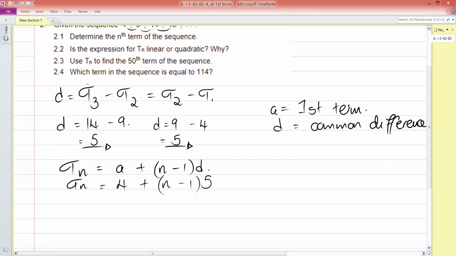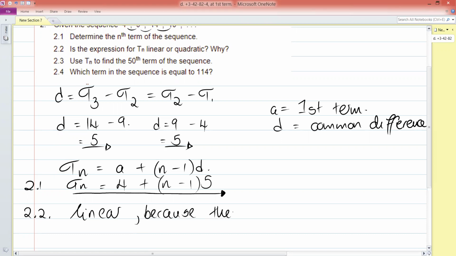So nth term is just basically Tn. So we've done the first question. You don't have to distribute anything. You can just leave it like that. Some people do like to distribute the 5 into the brackets, but there's literally no need. Then they say, is the expression for Tn linear or quadratic? This one is linear because there is a common difference. And sometimes you can even write common difference of 5 between the terms.